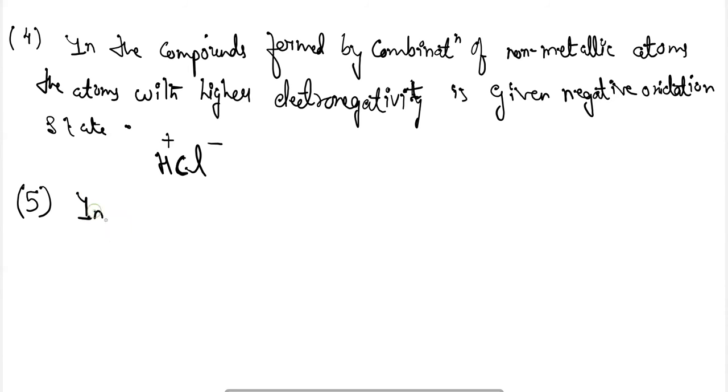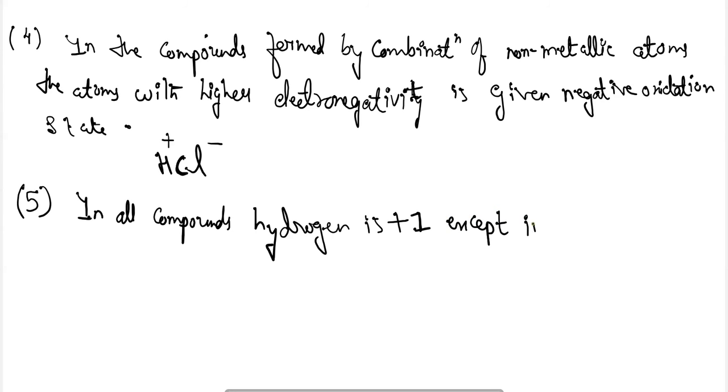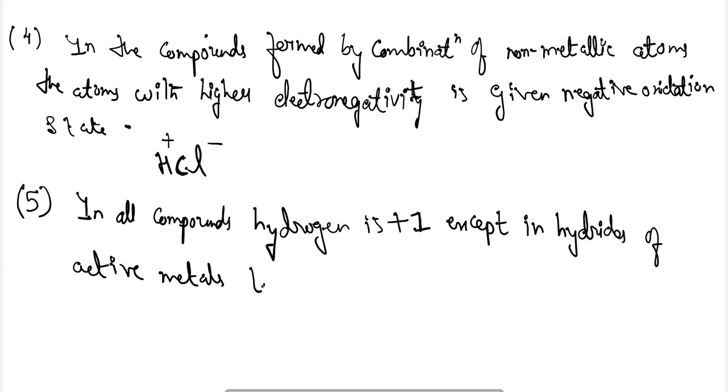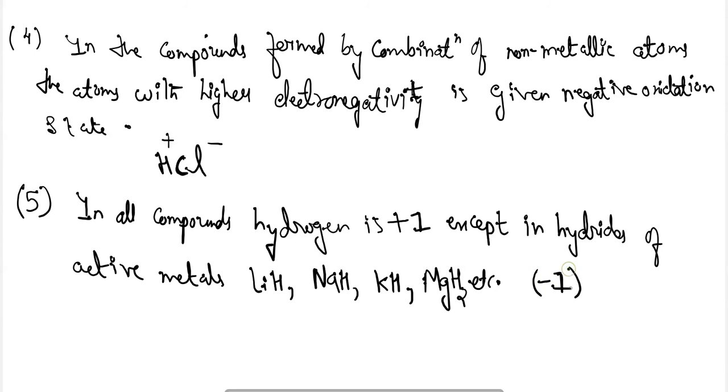Next, in all compounds, hydrogen is +1 except in hydrides of active metals: LiH, NaH, KH, MgH2, etc. In these cases only, hydrogen has a -1 oxidation state, while in all cases other than these hydrides, hydrogen has a +1 oxidation state.